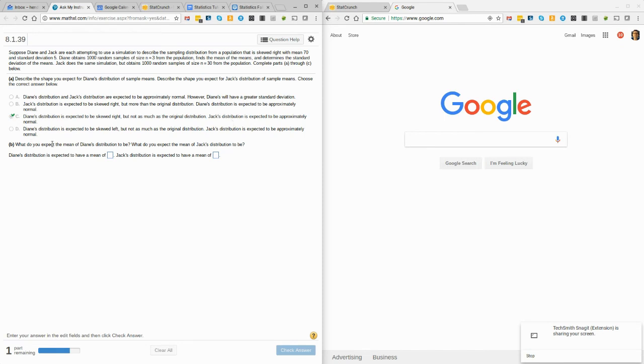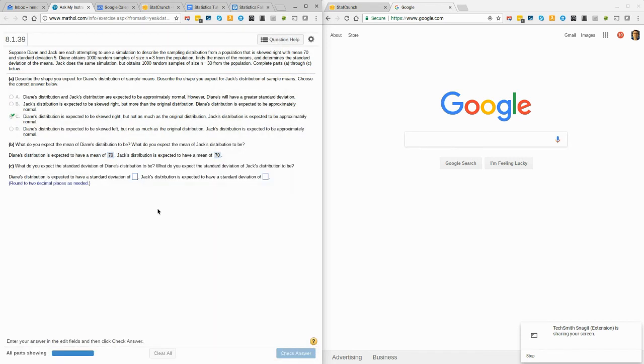And then it asks, what do you expect the mean of Diane's distribution to be, and what do you expect the mean of Jack's distribution to be? Well, it really doesn't matter how you sample, or how many things are in your sample. The mean of the sampling distribution is supposed to be the same as the underlying one, so we can write 70, and the mean is 70. So both Diane's and Jack's sampling techniques should give us a sampling distribution with the same mean.